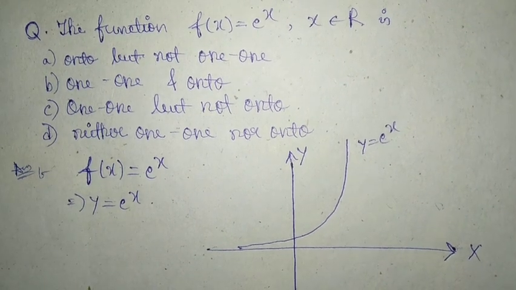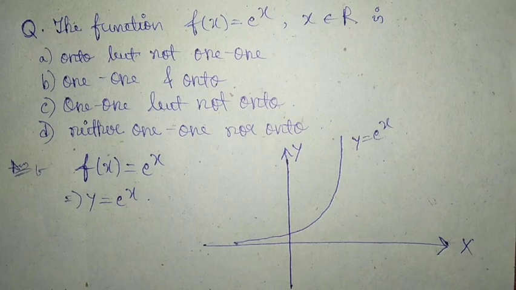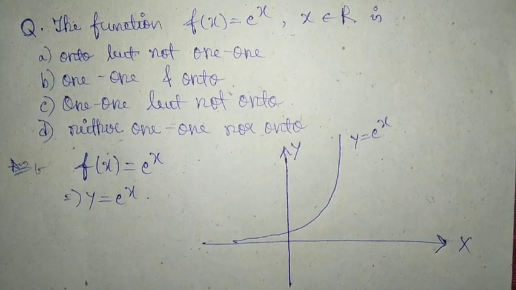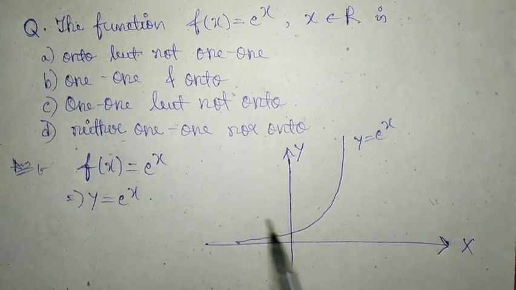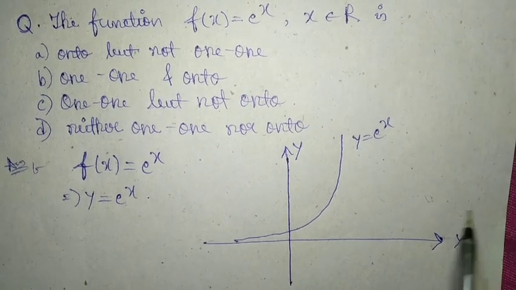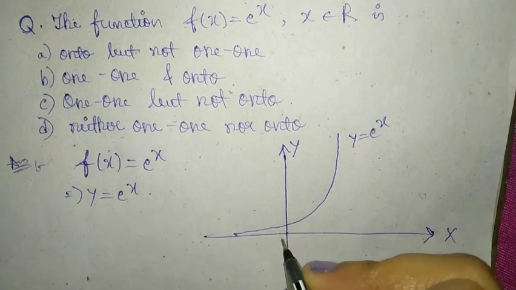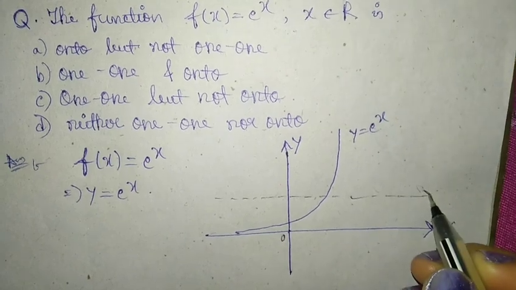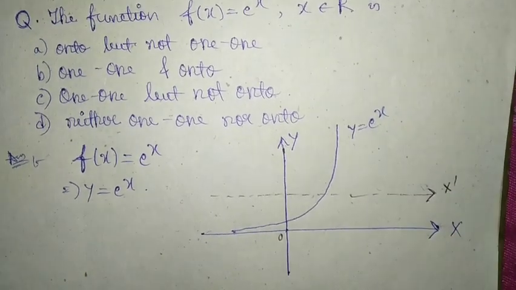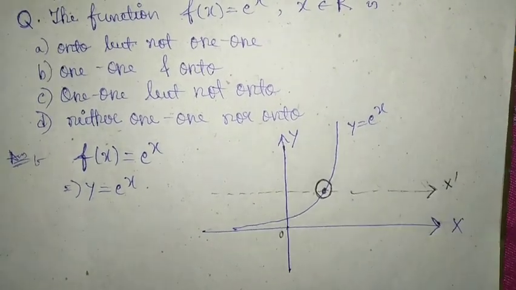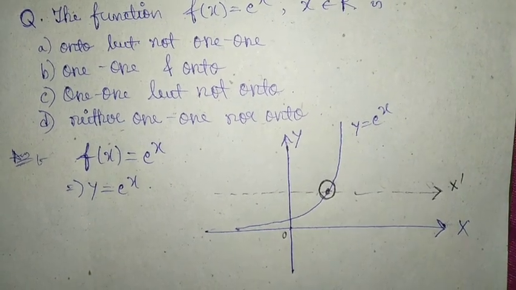Now for checking one-one, apart from the definition of a one-one function, there is one more condition through which we can check whether a function is one-one or not, and that is we are going to draw a line parallel to the x-axis, and if that line cuts the graph at only one point, then it is going to be one-one, otherwise not. So let us draw a line parallel to the x-axis. Fine, so this is a line. As we can see, this is cutting the graph at only one point, so this is one-one. It's proof that this is one-one.